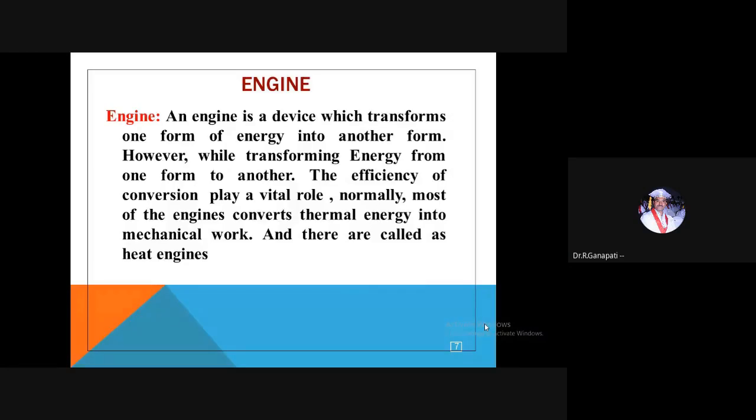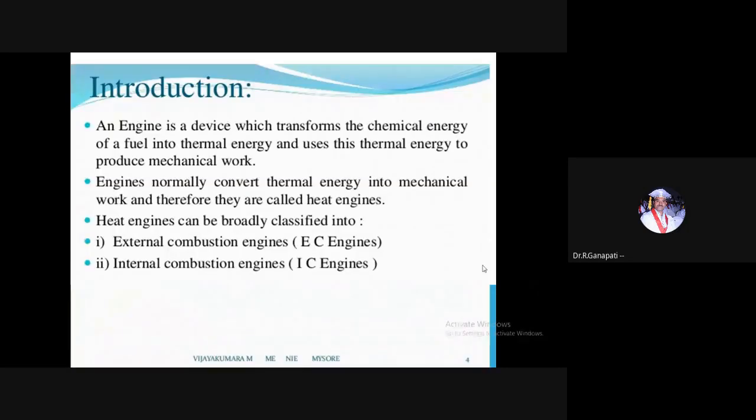Okay, so all of you know the engine is a device which converts one form of energy to another form, and while converting energy from one form to another, its efficiency plays a vital role. Most engines convert thermal energy to mechanical work, and they are called heat engines. The heat engines are broadly classified into internal and external combustion engines.